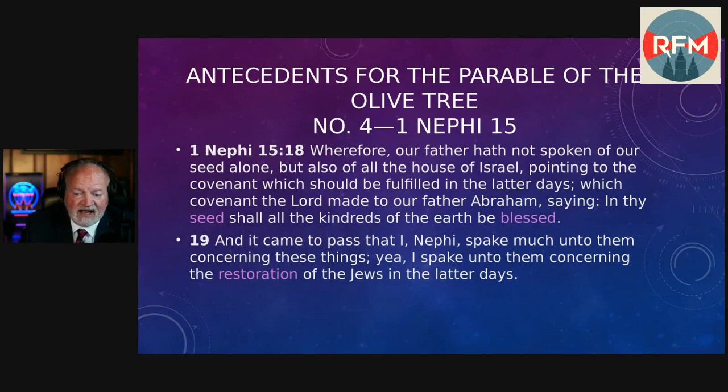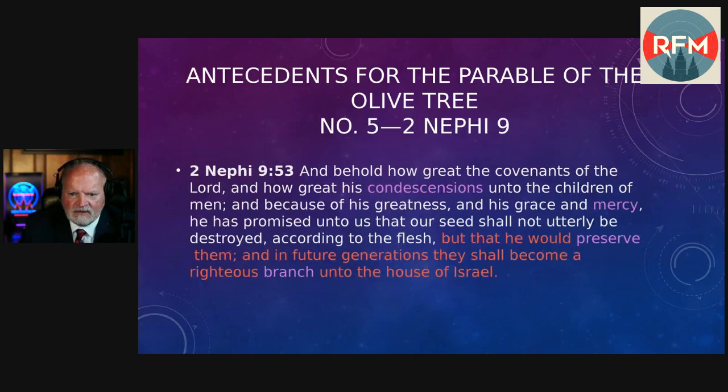And it came to pass that I, Nephi, spake much unto them concerning these things. Yea, I spake unto them concerning the restoration of the Jews in the latter days, which is the entire point of the parable of the olive tree in Jacob 5. Now we go to antecedent number 5. We only have 2 left. This is actually a very short one, but I think it's important. It's one verse, and it's actually just the last part of that verse.